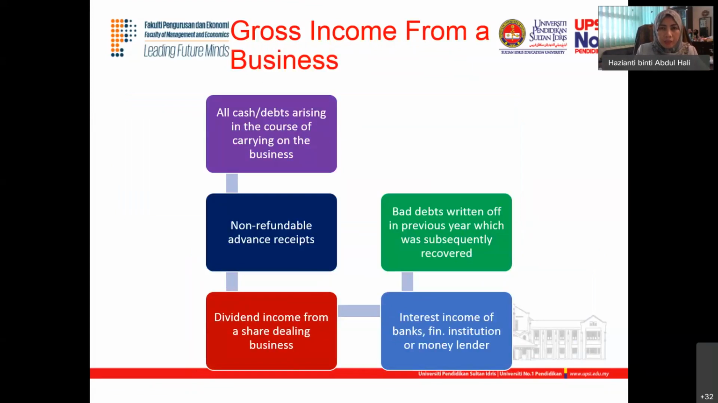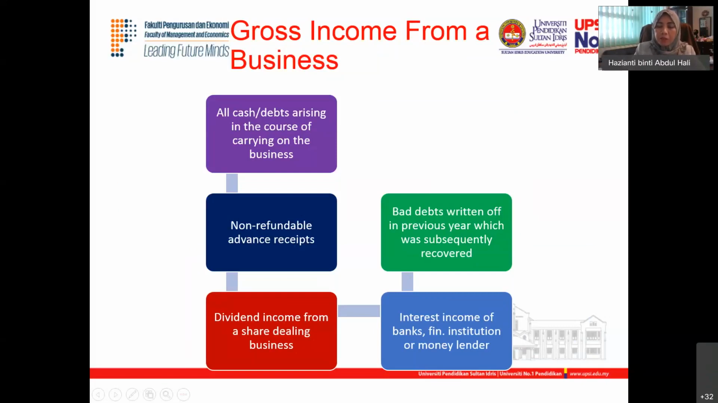So these are the examples of gross income from business. It can be all cash debts arising in the course of carrying on the business. Non-refundable advance receipts. All right, remember the refundable receipts are not taxable, just like what we did with rental income. So when we have a refundable deposit, it is not considered as income, because we have to refund it back to the tenant. Dividend income from a share dealing business.